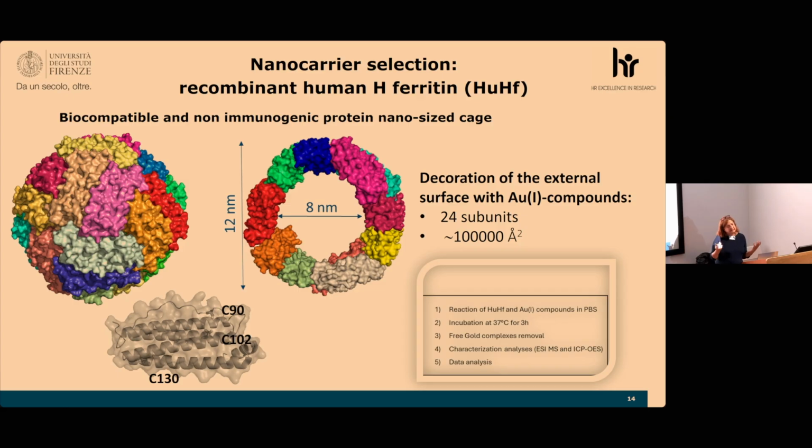And this 24-mer cage is generally composed of two different types of subunits, which share the same type of fold but slightly different sequences. One, which is called H, has enzymatic activity, so it is able to oxidize iron very quickly and then induce biomineralization inside the cage of iron oxides, of ferric oxides.